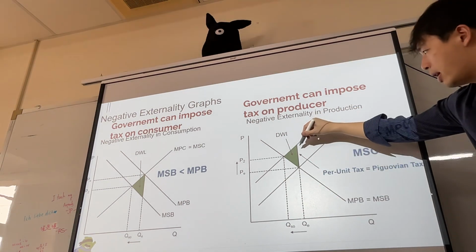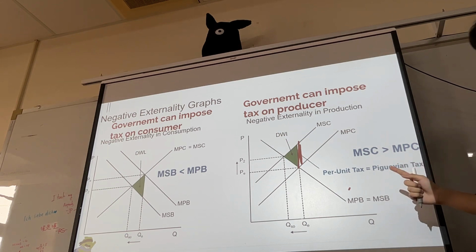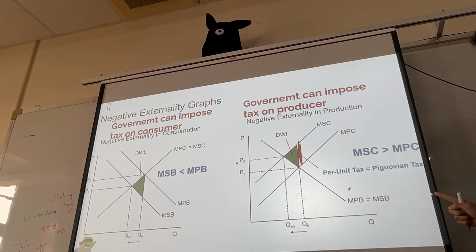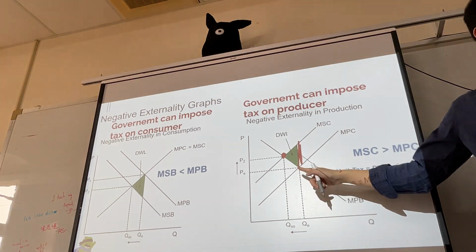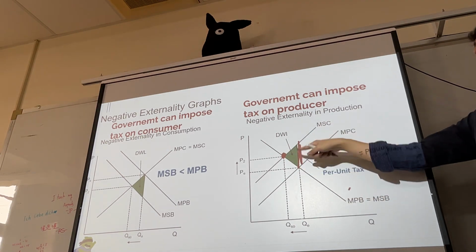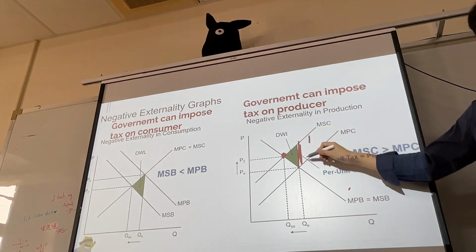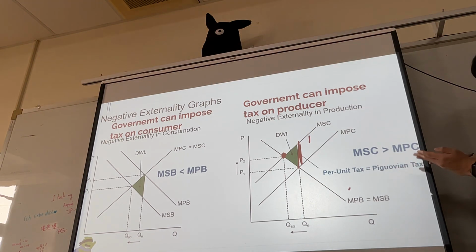Oh, by the way, over here, don't forget, per unit tax. In other words, if you're taking Economics 2, we call this Pigouvian tax. This is the base, the triangle base. We call that per unit tax. Then how about the market equilibrium? Here. New equilibrium. From here to here, this is your new equilibrium, and then this is your deadweight loss. And then over here, the base, this is your per unit tax. If you're taking more advanced economics, we call this Pigouvian tax.